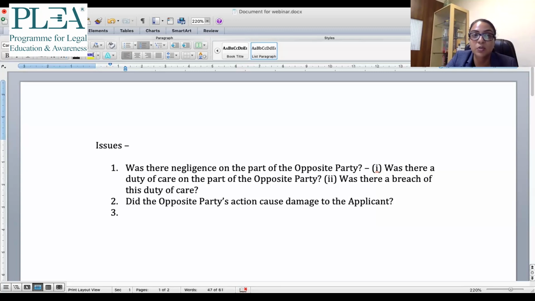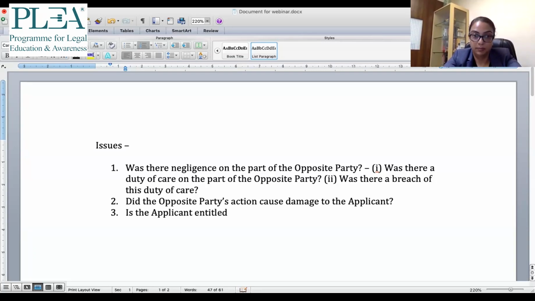And what would be the final issue, anyone? The loss should not be too remote. Yes, that is one of the aspects of the second issue, isn't it? That did the opposite party's action cause damage to the applicant? That it should not be too remote, correct? But what is the relief which is claimed in this? He has claimed monetary relief, right? The applicant. So therefore, would the issue be, is the applicant entitled to the damages that he has claimed, right? So then he will have to prove the amount. He will have to prove that he has suffered this damage and this is the amount and he's entitled to that, right? So that would be the third issue.